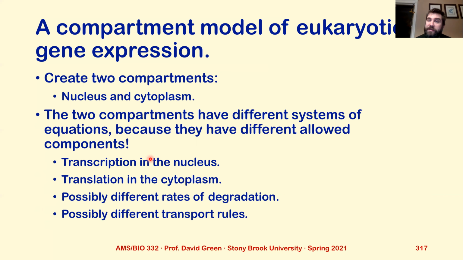Transcription can only happen in the nucleus. Translation can only happen in the cytoplasm. So that's one of the differences. It's possible that we may have different rates of degradation in the two compartments. It's possible that we'll have different transport rules for how different species can move between the different compartments. And so this leads to a different model in some sense in each compartment.